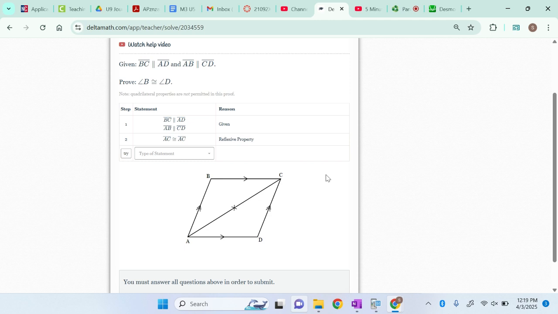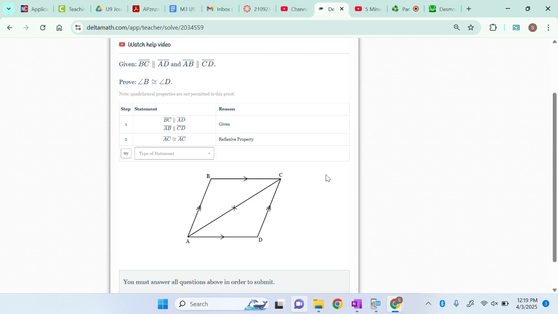So within this rectangle, that means we're looking at interior angles. So we're looking for what type of angles for them to be congruent? Alternate interior. Which angles can I prove are congruent? BCA and CAD. We can prove those because they're alternate interior angles.